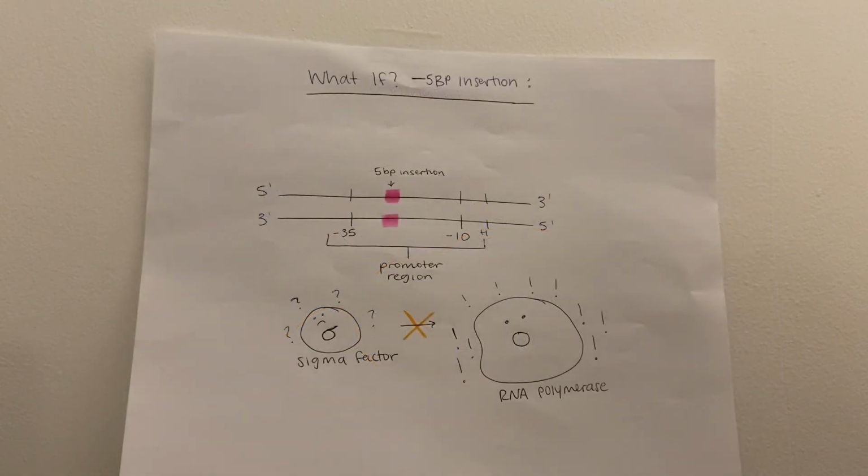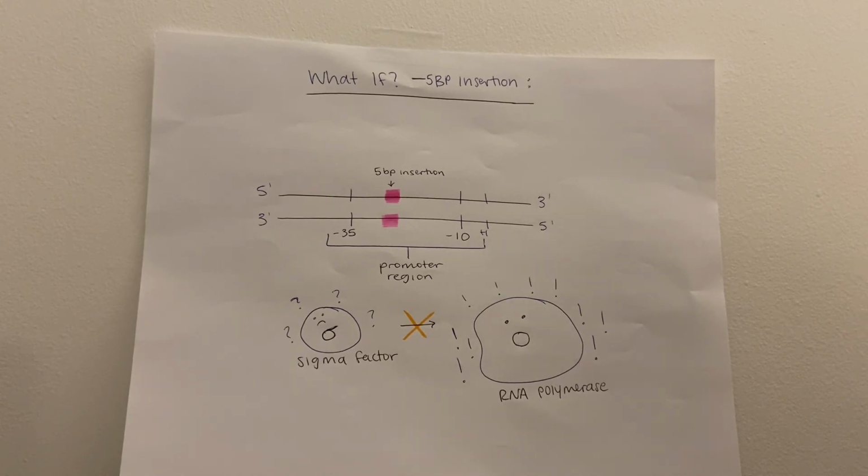In my final diagram, I've illustrated the occurrence of an insertion of 5 base pairs between the -35 and -10 region of a gene that codes for an enzyme required for production of the amino acid phenylalanine. If this insertion were to occur between the -35 and -10 regions, a mutation of the promoter region would result.